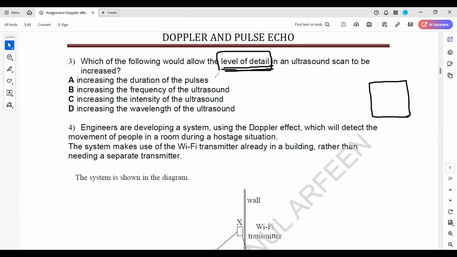Increasing the duration of the pulse: if you increase the duration of the pulse, it will not make it proper, because if the pulse duration is longer, with the pulse sent for a longer time, then it will be hard to distinguish which one is sent and which one is received.